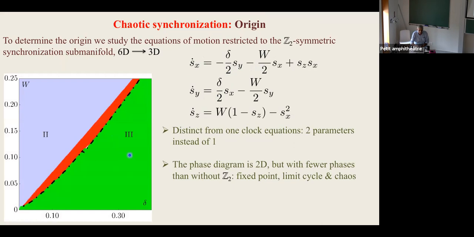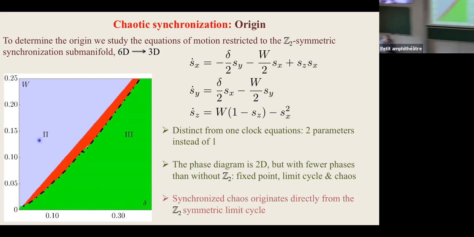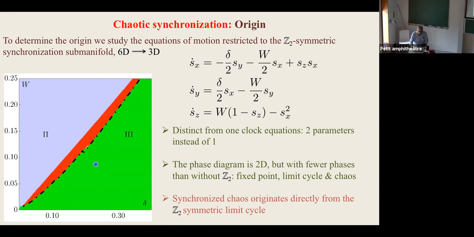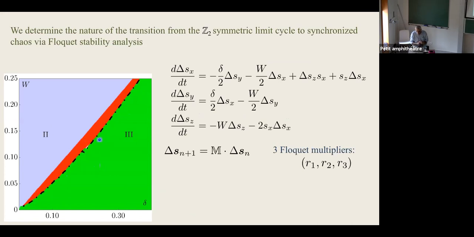The phases in this case are going to be symmetric limit cycle, chaos, and monochromatic superradiance. In this reduced picture, synchronized chaos originates directly from the Z2 symmetric limit cycle along this dashed line. To determine this dotted dashed line, you can do a stability analysis of this limit cycle.